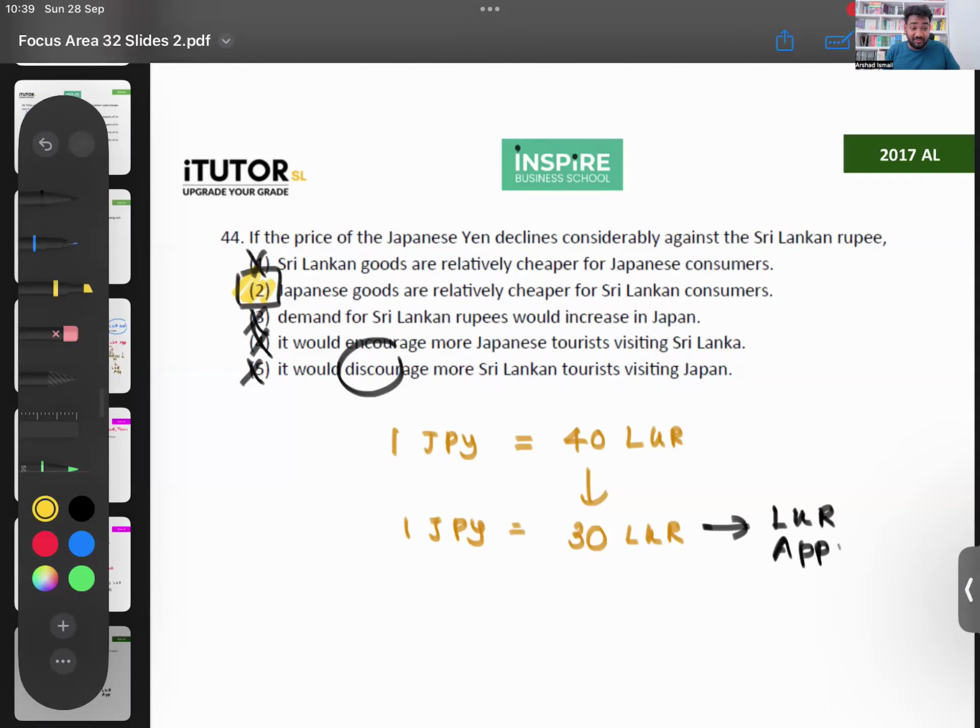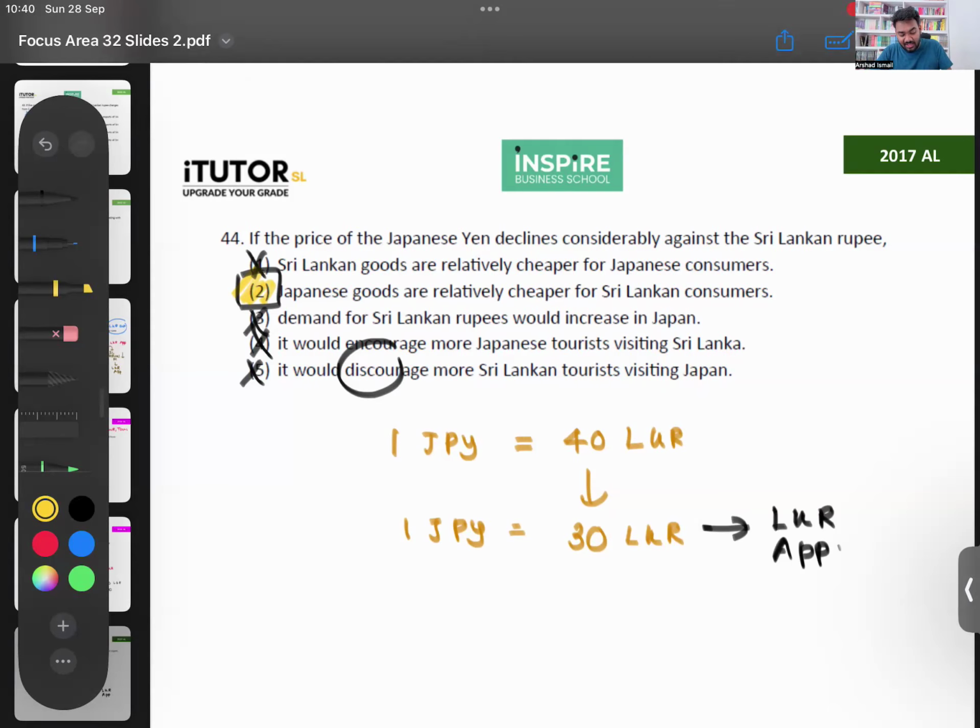Guys, remember one by one, why each one of these, we did this in our seminar together. We talked about when the currency appreciates, what happens. I went through one by one: exports, imports, remittances, tourism, current account, all of it. So that story is what you're talking about here. Why not 3? Because it's not demand.